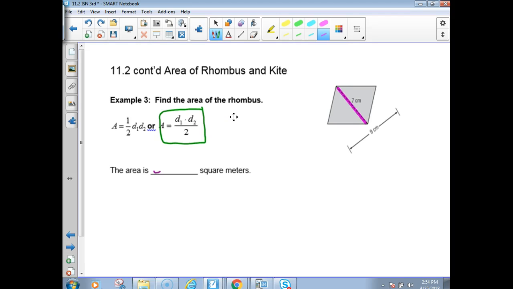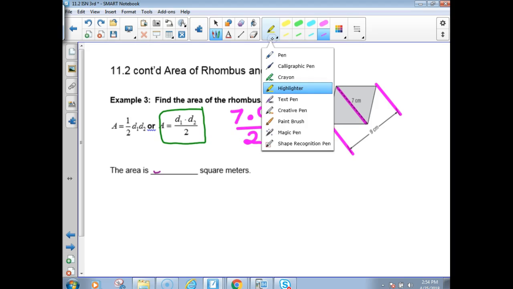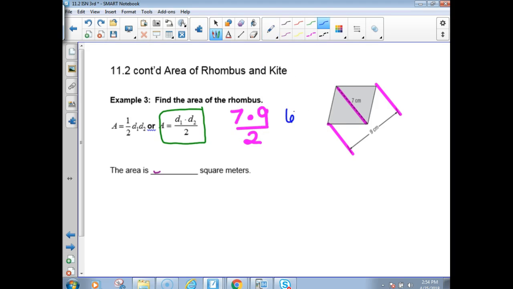7 is one of them. We're going to multiply that times the other one. Now notice that that would go from here to here. So if it was on the inside, it would be 9 going that way. All right, so we do 7 times 9 divided by 2. And that's 63 divided by 2, so we should be getting the decimal 31.5 square meters.